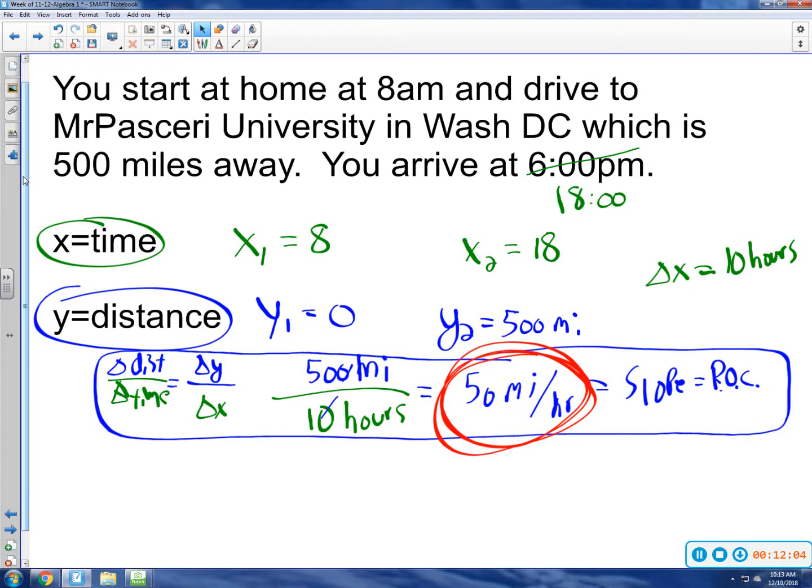So we're going to kind of wrap it up there. Change in y over change in x. In this case, it was change in distance over change in time, and that gave us the rate at which we went. That's what slope is really about. Change in y, change in x.